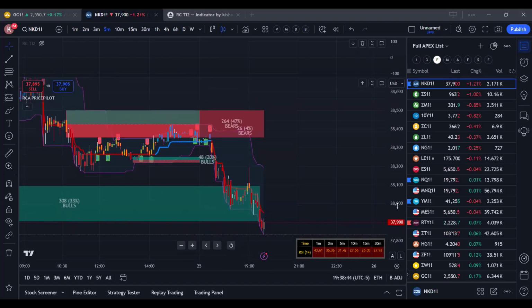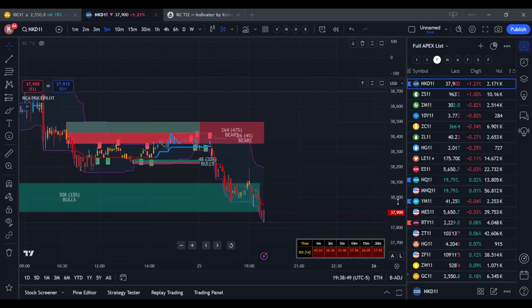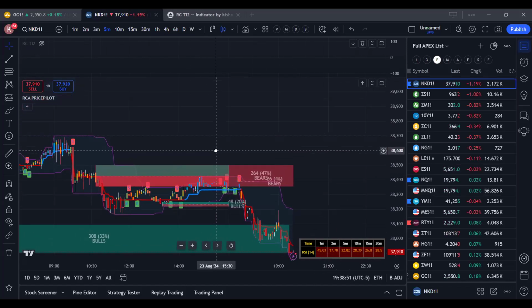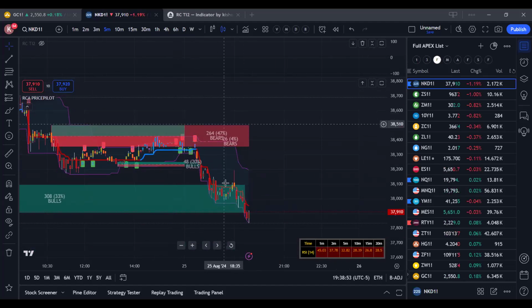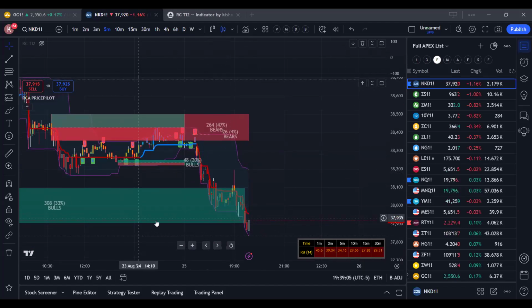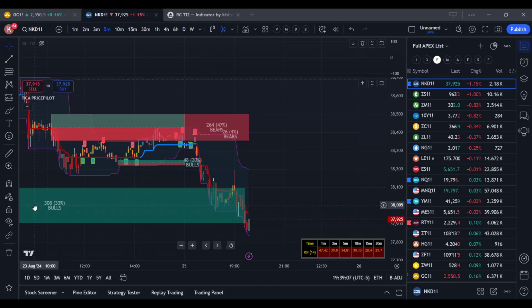What this Price Pilot will do is similar to Price Pulse, but this is more dynamic. It will keep showing the buy order blocks and sell order blocks. If there is a sell order block, it will show as bears, meaning bears are in control. If it is a buy order block, it will show in green color with the bulls in control.